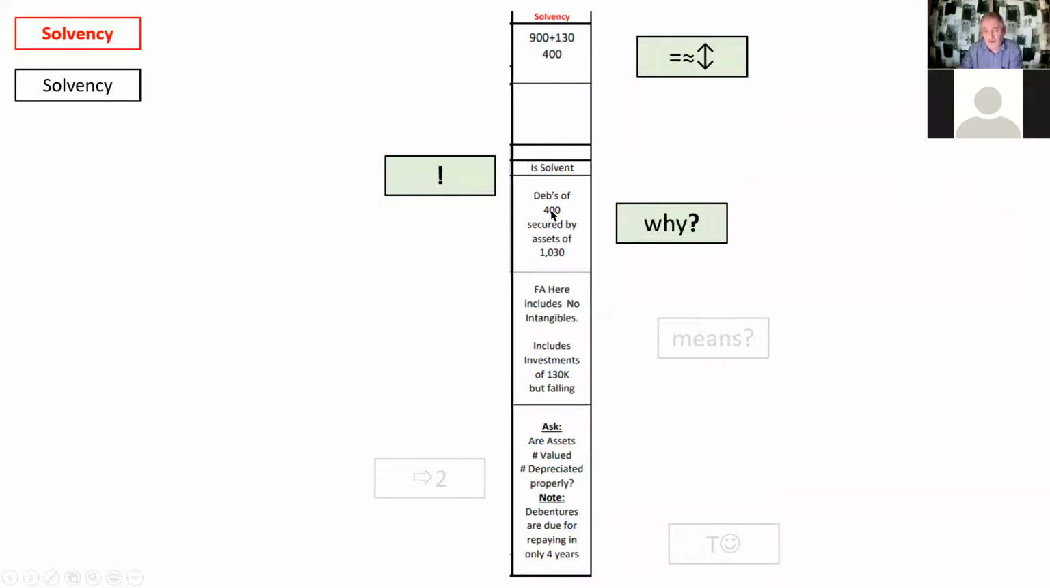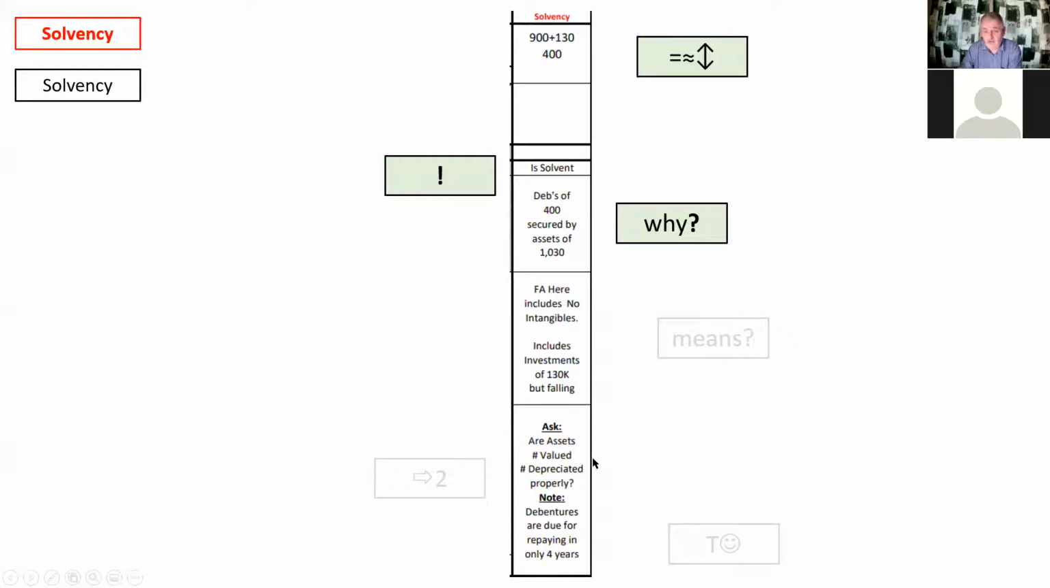Different people work at it in slightly different ways. I won't say which one is right. I have a way of doing it, but I'm sure other people do it differently, and it's right too. Look at these comments here. They're always there, but we're asking questions, not answering them. The fixed assets here include no intangibles. Okay, that's a statement of fact. I excluded the intangibles. They include the investments that are currently at a market value of 130, but they're falling. Okay, that's just a statement of fact.